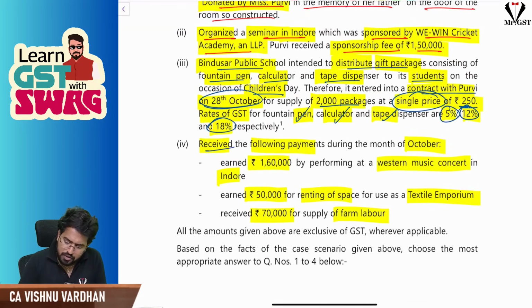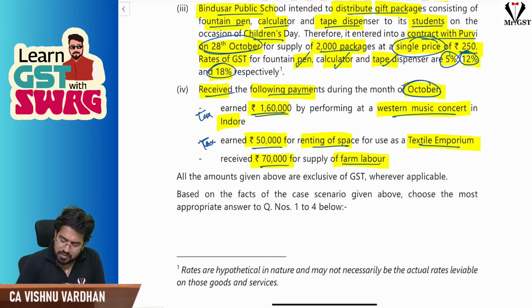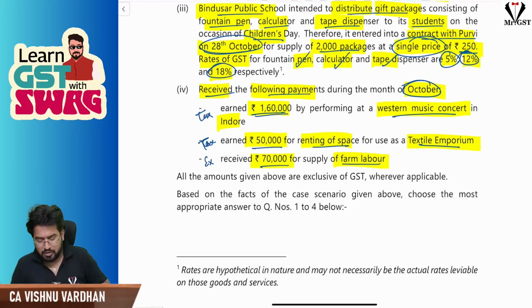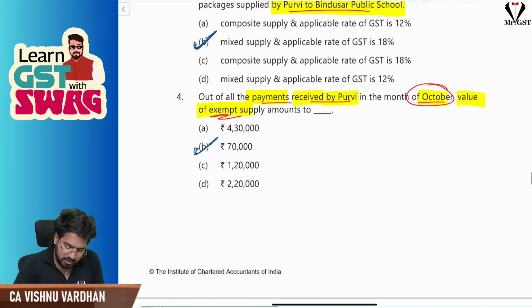Next, received the following payments for the month of October: earned 1,60,000 for Western music concert. This is taxable. We should see the exempt one, if you remember the question. And 50,000 for renting space to textile pro, taxable, renting of space. 70,000 for supply of farm labor, exempt. Super. So the answer is 70,000 here. That is the answer.